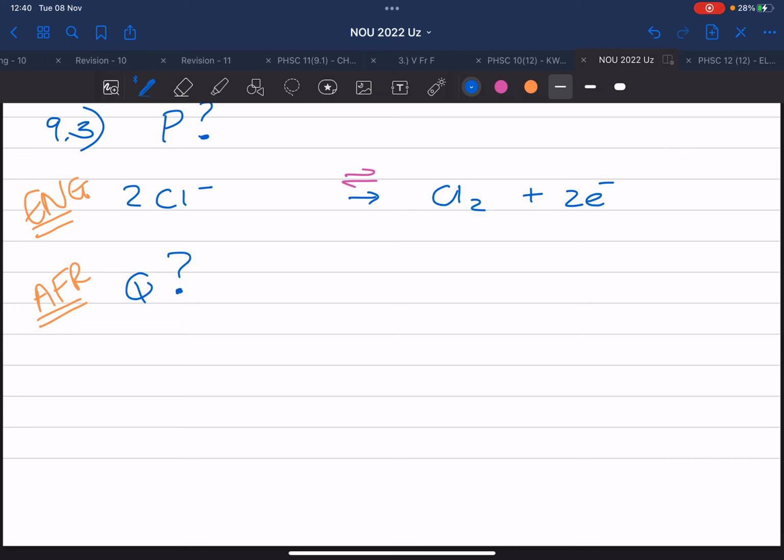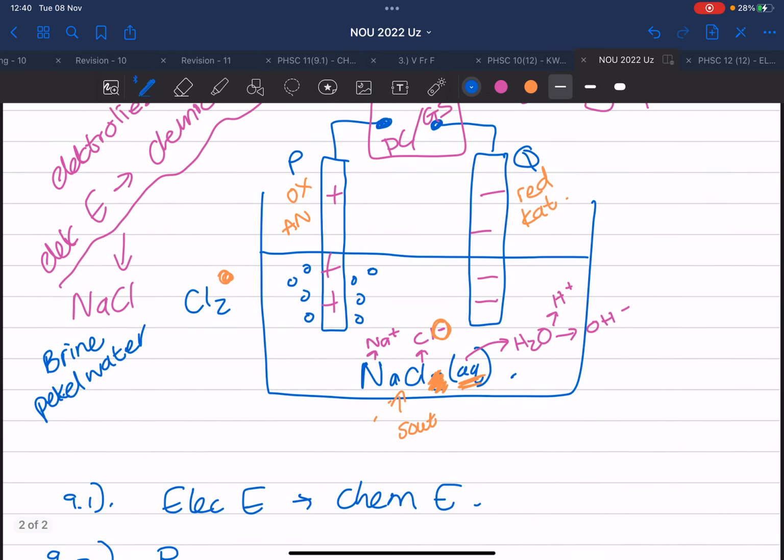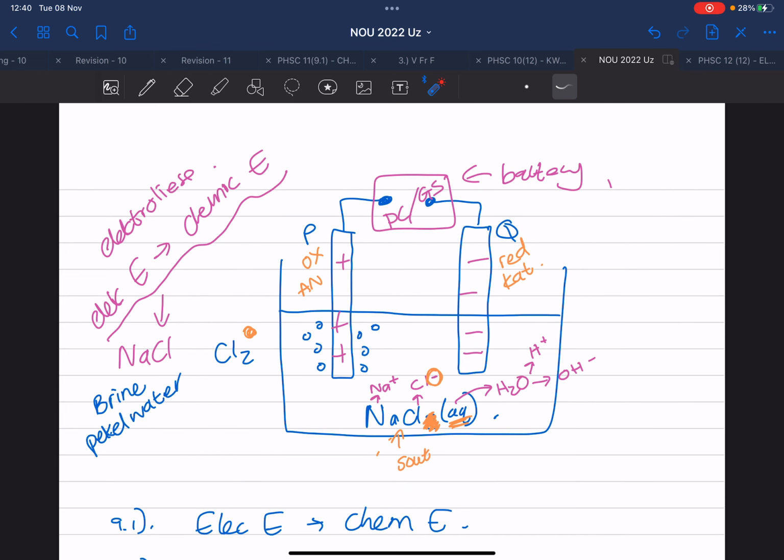Okay, goed. Now, here is where you had to know that it is not the sodium that sits there. This is the electrolysis of brine. And what are the two things that will form? Goed, is wat gaan vorm word. Ons gaan vorm kloorgas en ons gaan vorm waterstofgas.